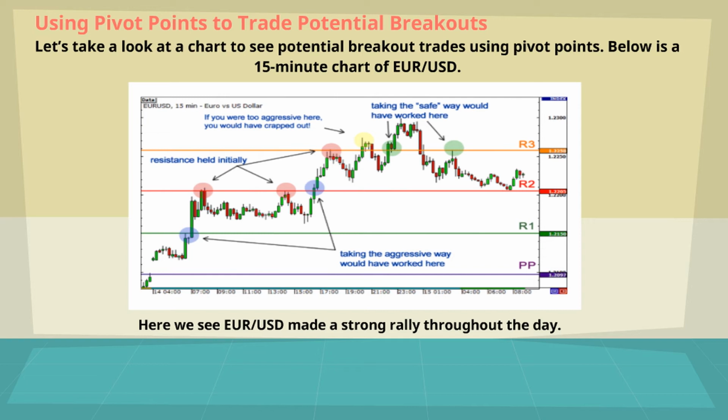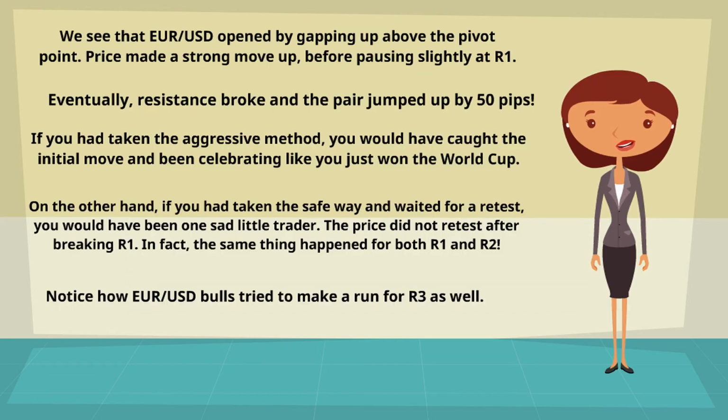Let's take a look at a chart to see potential breakout trades using pivot points. Below is a 15-minute chart of Euro USD. Here we see Euro USD made a strong rally throughout the day. We see that Euro USD opened by gapping up above the pivot point. Price made a strong move up, before pausing slightly at R1. Eventually, resistance broke and the pair jumped up by 50 pips.